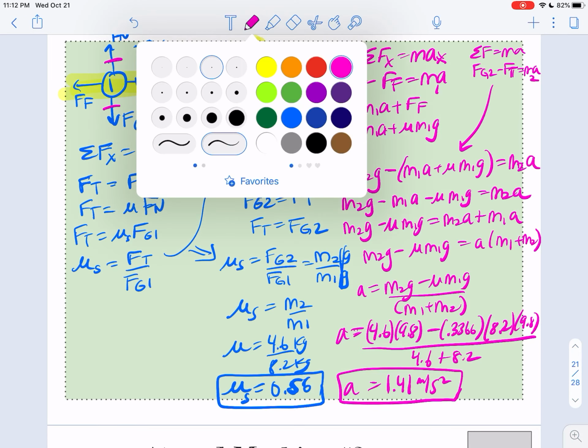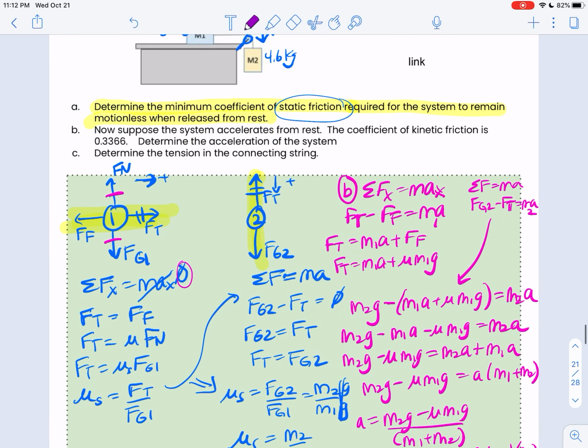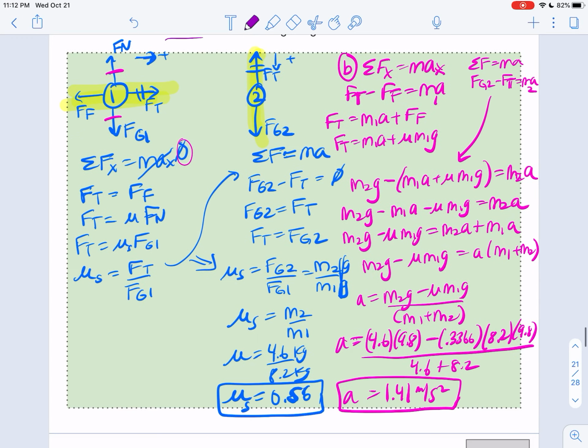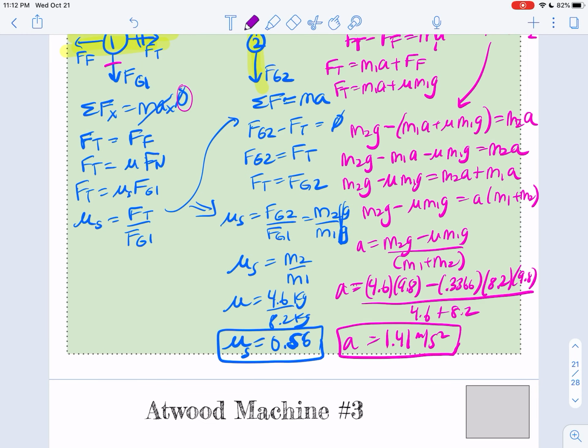Okay, and then I think it asked for the tension probably, because it always does. Now look, I already have these nice expressions set up here for the tension. So Ft equals m1a plus mu m1g. And now you know a, so you can just plug it in.